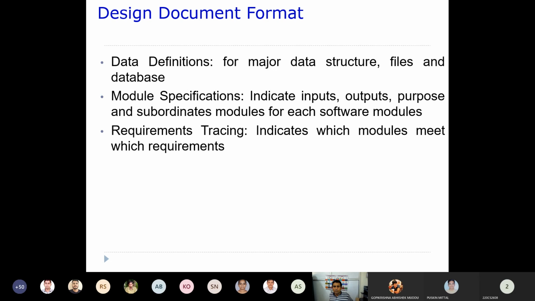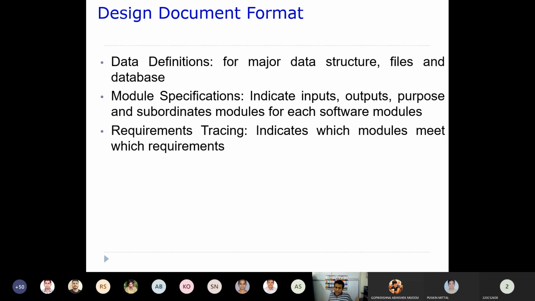Okay, I mean module specifications, right? Because as I said, there are a certain number of modules, and these modules are going to interact with each other, right? So that is the reason why here you need to specify each and every module. You need to indicate what the input is, what the outputs coming from each module are, what the purpose of that particular module is, and what the subordinate modules for each module are, right? As I told you before, at level 1 you have a module, and for that particular level 1 module you have 3 different subordinate modules, right? So you need to talk about them also, right?